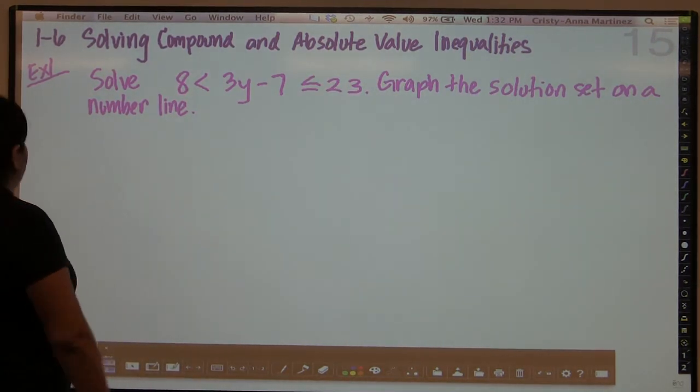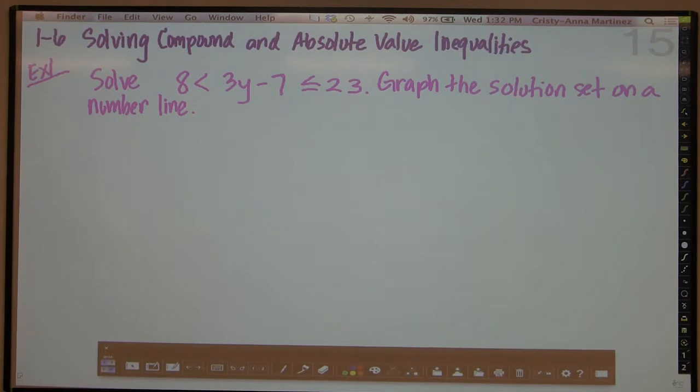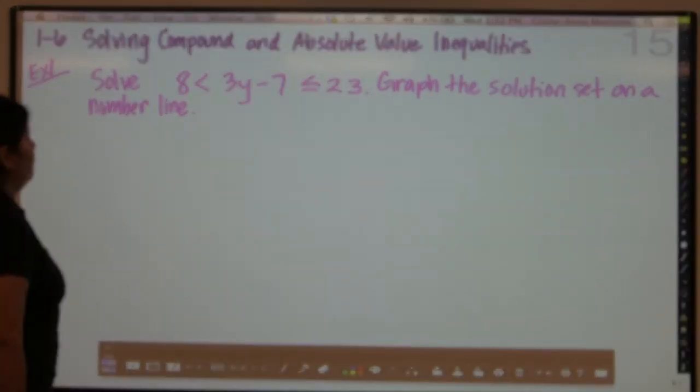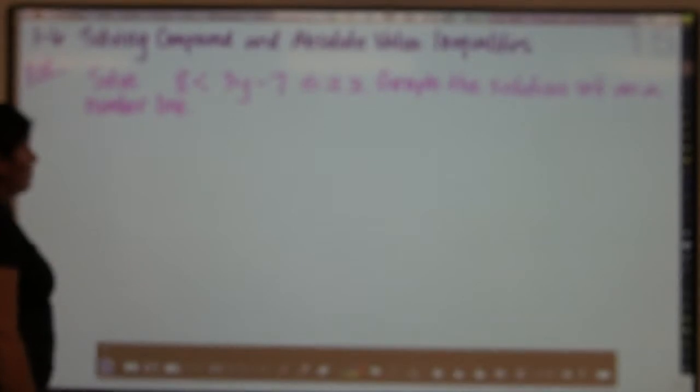And so here for our first example, we have an AND compound inequality. A compound inequality just basically means that you're solving two inequalities at the same time. So for example, we have: solve 8 less than 3y minus 7, but also that 3y minus 7 is less than or equal to 23.